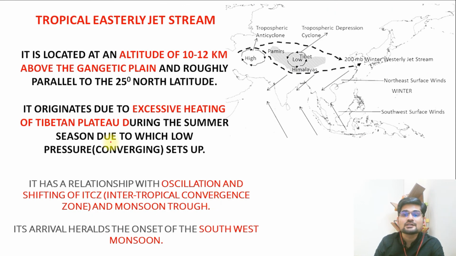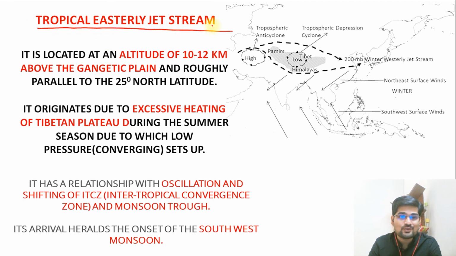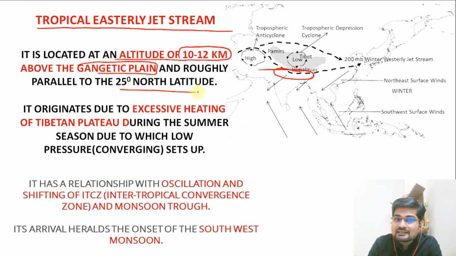Let's talk about the third one, which is important for the Indian subcontinent, the southwest monsoon. Remember the tropical easterly jet stream? So what is its formation? It is located at an altitude of about 10 to 12 kilometers above our Gangetic plain, now North India, this section, and about 25 degrees north latitude. So this is the area where it is.